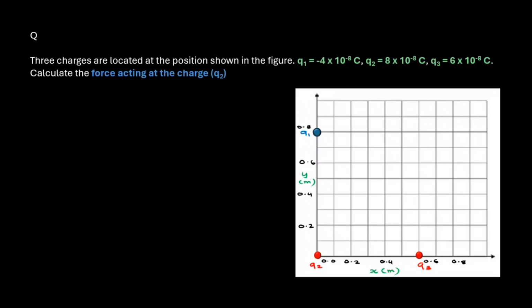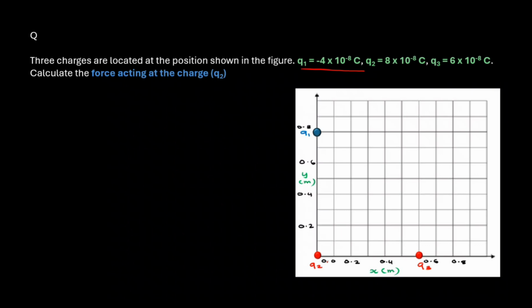In this video, we are going to discuss how to calculate the electrostatic force on a charge using the superposition principle in two dimensions. The question says three charges are located at the positions shown in the figure. Q1 is equal to negative 4 times 10 to the power negative 8 coulomb. Q2 is 8 times 10 to the power negative 8 coulomb. And Q3 is 6 times 10 to the power negative 8 coulomb. Calculate the force acting on the charge Q2.